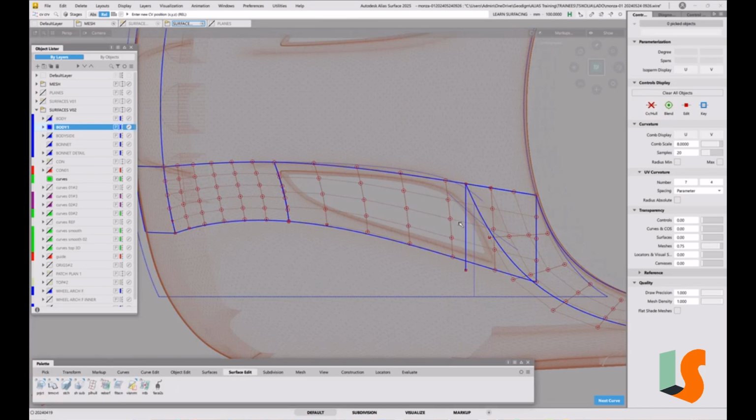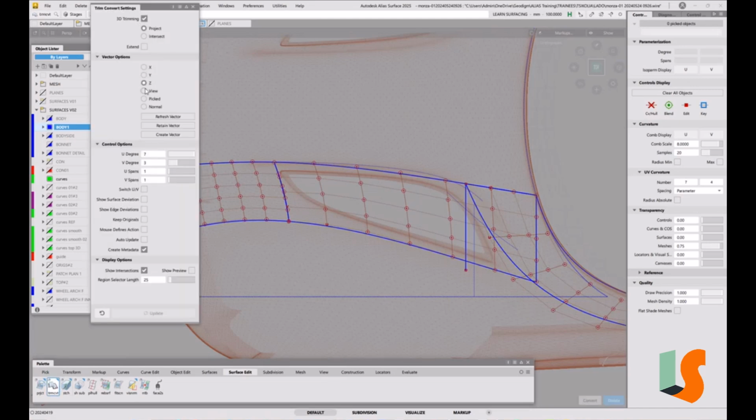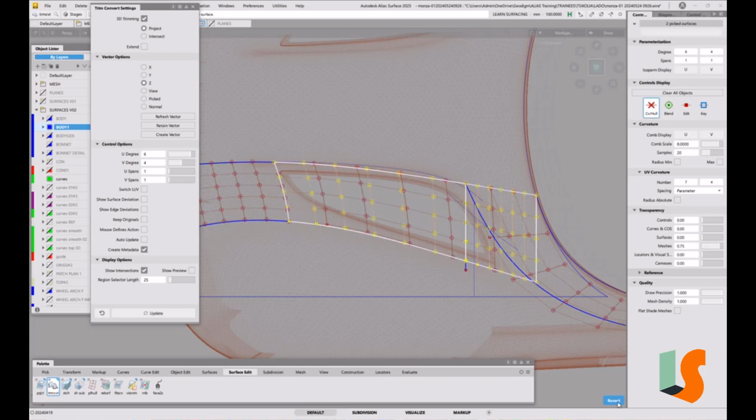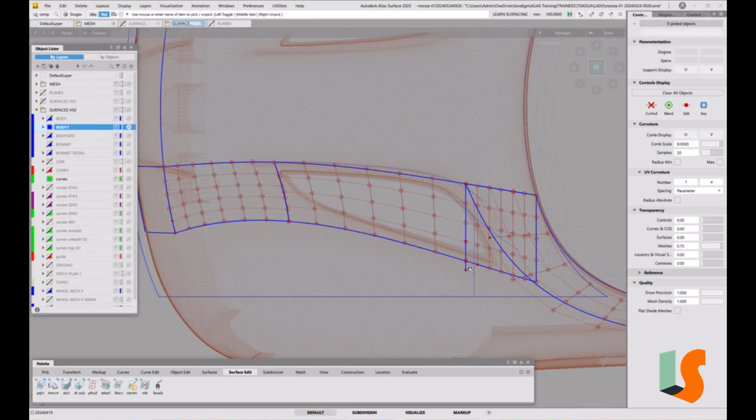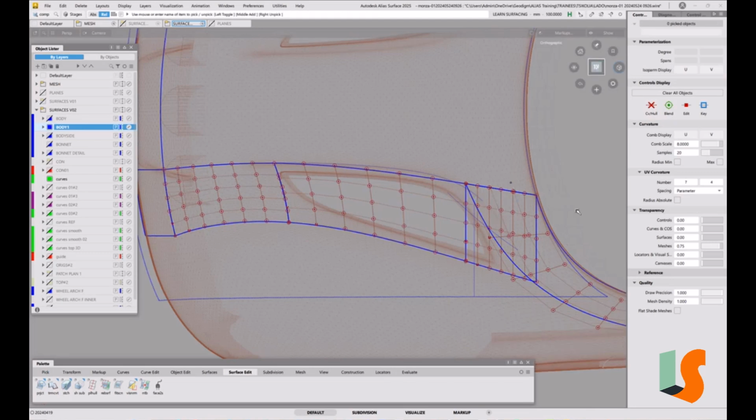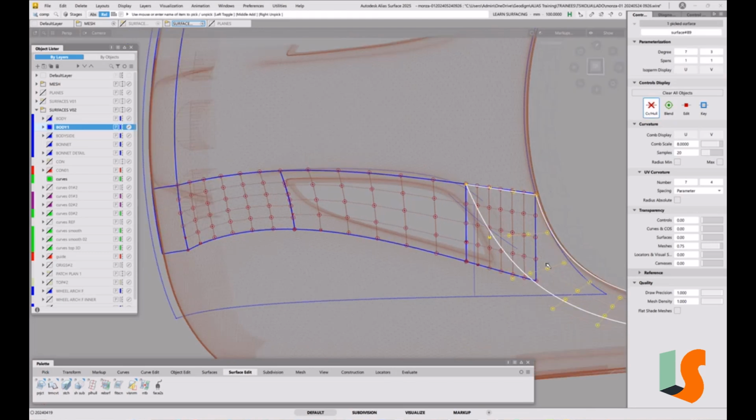I'm then going to divide that surface into 2 bits. So let's do a trim convert there to that line there. So this time I'm picking on both sides and I'm saying divide, and we get both of those surfaces in then. So hopefully this is all going to work out. So I'm going to just template that again.